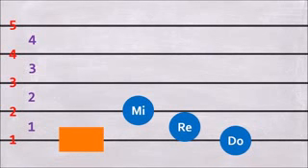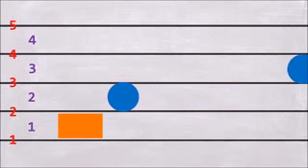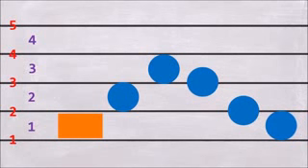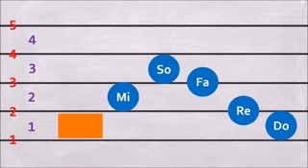Let's just do one more. I promise this is the last one because you're probably getting tired. So we're going to move do just a hair up to the first space and bring in a note. And notice that it's in the second space, so we've skipped one. So once again, this first note is going to be mi, and then so, fa, re, and do. And those are our notes.